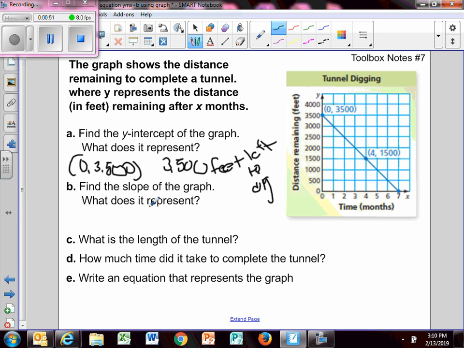Find the slope of the graph and what does it represent? Well, if you look at my slope, my rise over run again, I have to look at what I'm going down by, 3,000 to 500. I'm going down 500 over 1. Again, down 500 over 1. So the slope of the graph would be 500 over 1.